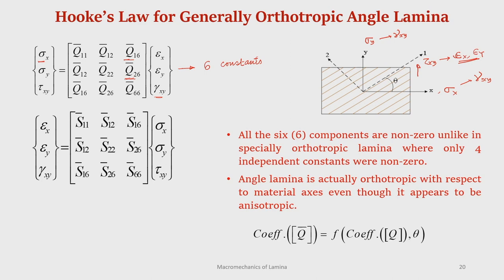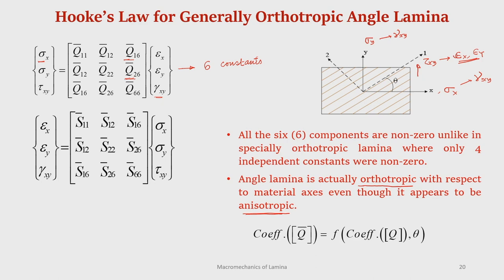Now, in an orthotropic lamina there is actually no shear-extension coupling, so apparently it looks like it is anisotropic. It behaves anisotropically because we are trying to analyze with reference to an axis which is not the orthotropic axis. Therefore, actually it is not anisotropic. An angle lamina is actually orthotropic with respect to the material axis, even though it appears to be anisotropic, because we are looking at it in the x-y plane.